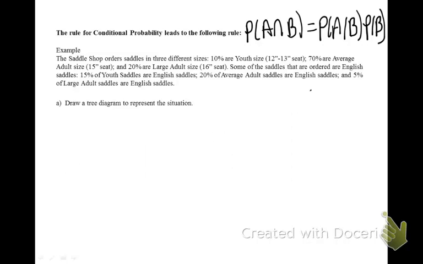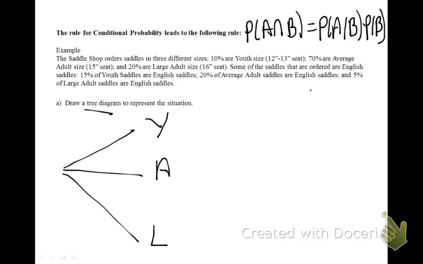For example, the saddle shop orders saddles in 3 different sizes. 10% are youth, 70% are average adult, and 20% are large adult. Now, knowing ahead of time we're going to be creating a tree diagram for this, I'm going to go ahead and get it going. We have 3 different sizes: youth, average adult, and large adult. 10% youth, 70% average, and 20% large. And if you add these numbers up, 0.1 plus 0.7 plus 0.2, you'll notice that they add to 1 or 100%.